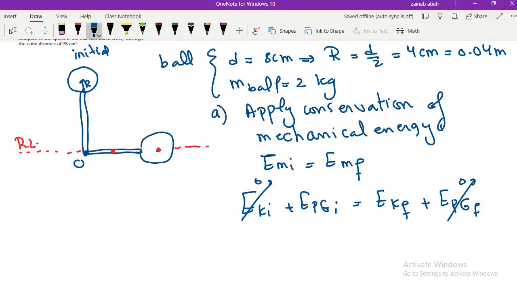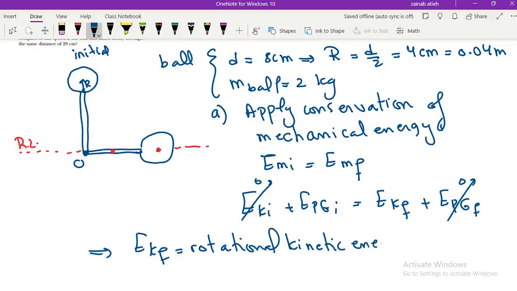Okay, I'm searching, remember, for EK final, which is the rotational kinetic energy. It's equal to EPG initial, and EPG initial is the EPG of the rod and the EPG of the ball. Let's start first with the rod. Where is the center of mass of the rod? This is the center of mass of the rod. How far is it from the reference that I chose? It is at a distance L over 2 above the reference.